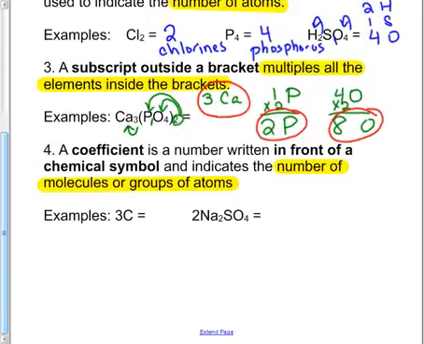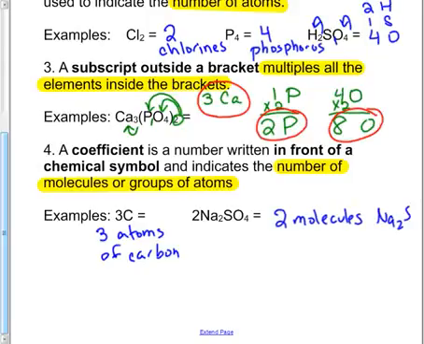So if I have 3 C's, that means I have 3 atoms of carbon. Those atoms are not attached to each other. So that would be 3 separate atoms or 3 groups of carbon atoms, each of which is composed of just one atom. The 2 in front of the next chemical tells me I have 2 molecules of Na2SO4. It's a molecule, not an atom, because it's a group of many atoms.